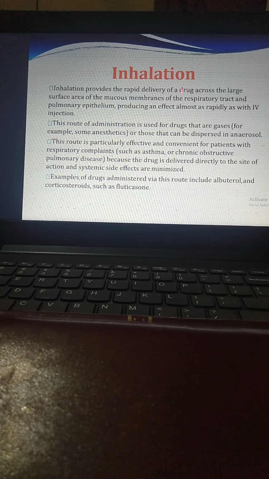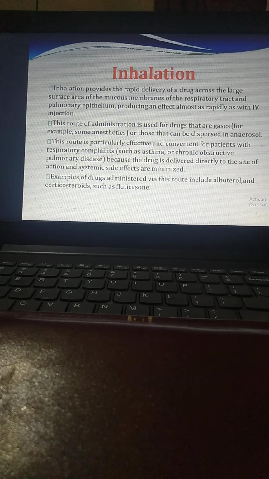Inhalation provides rapid delivery of a drug across the large surface area of the mucous membrane of the respiratory tract and pulmonary epithelium, producing an effect almost as rapidly as with IV injection. It depends upon the inhalation. The drug goes into the oxygenated blood and spreads rapidly. It is just like IV. This route of administration is used for drugs that are gaseous, for example some anesthetics, and those that can be dispersed in aerosol.